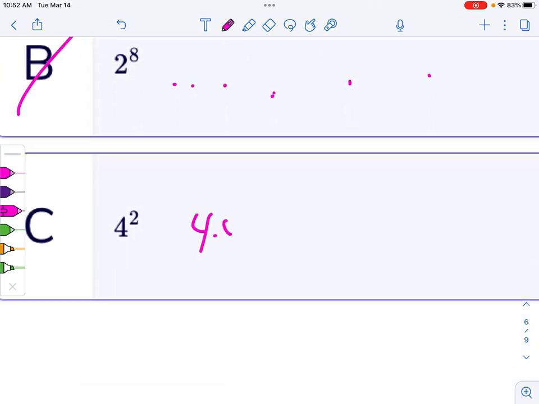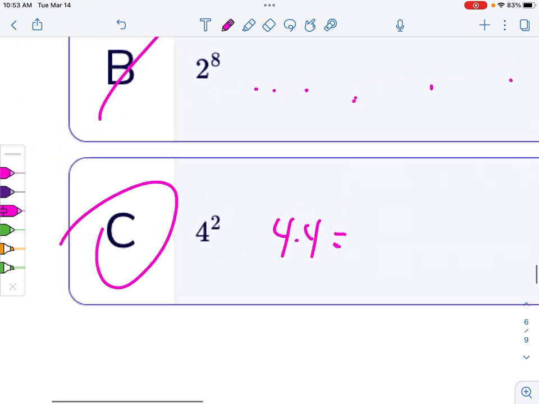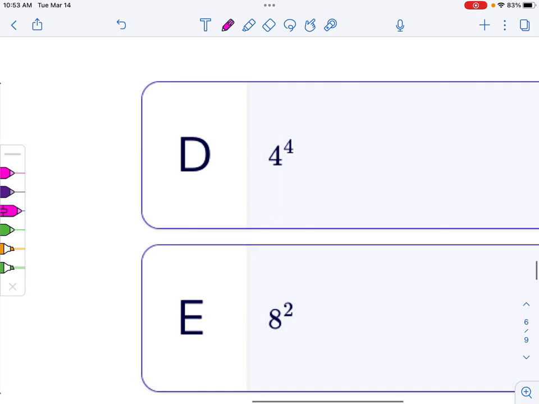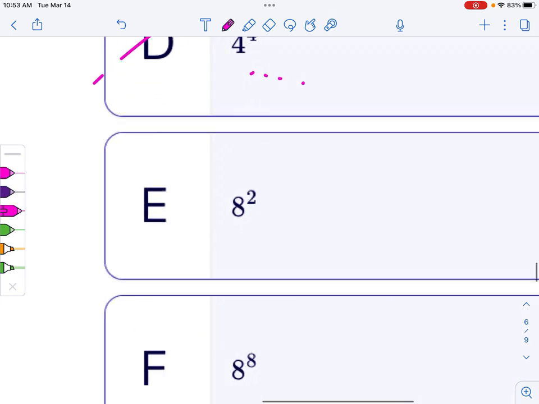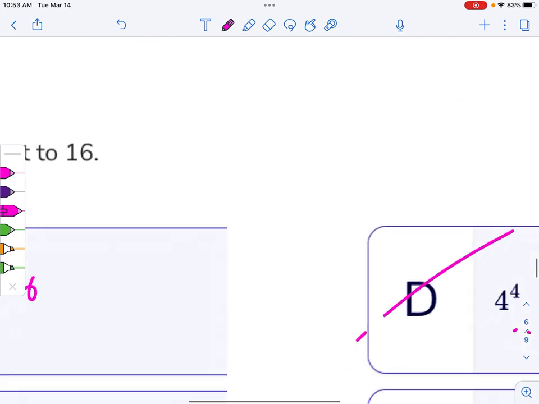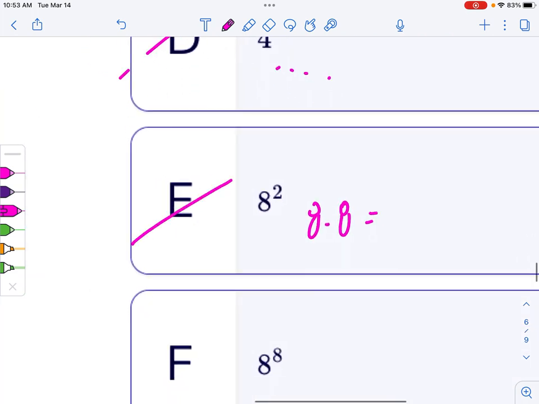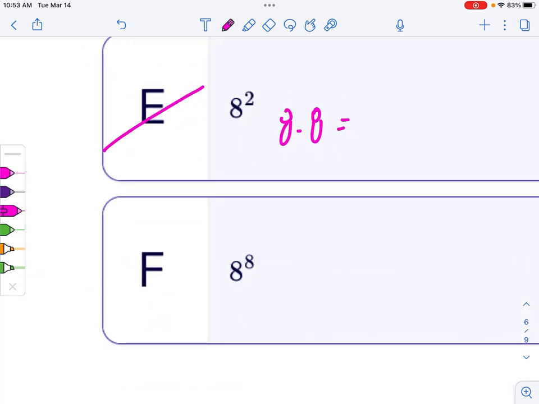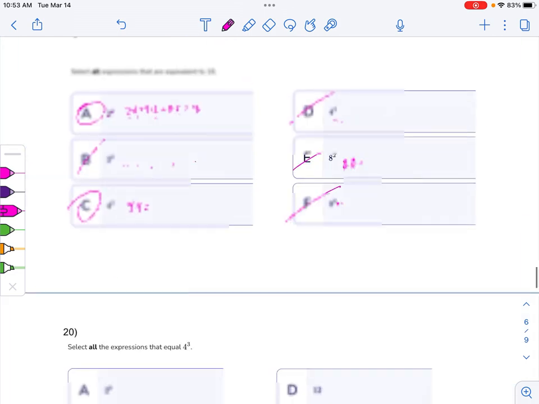4 to the 2nd power is actually 4 times 4. You know what that equals? Yeah, that equals 16. That works. Let's check out D. This one is 4 times 4 times 4 times 4. Way too big. This is 8 times 8, which is 64. And I want to get to 16. Yep, not going to work. Okay, if 8 times 8 doesn't work, then 8 times 8 times 8, 8 of those, that's going to be enormous. That so does not work.